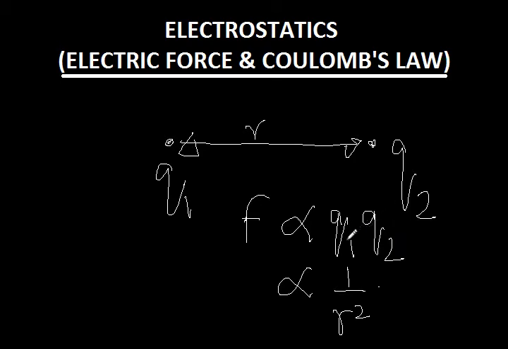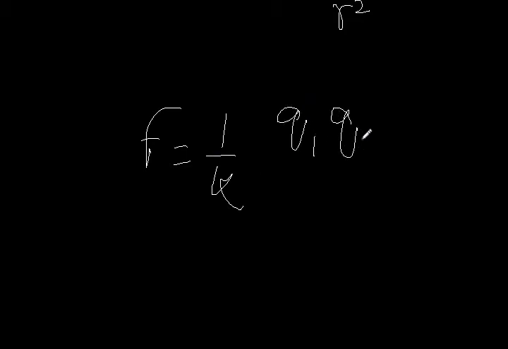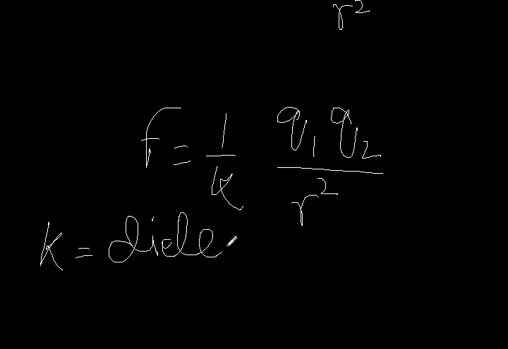Now this brings us to the main portion of the law, which relates to the constant correlating these two parameters of charge and distance. Let us discuss the constant first in the CGS system. The constant in the CGS system is taken to be 1 by K. Here K stands for what we call the dielectric constant.